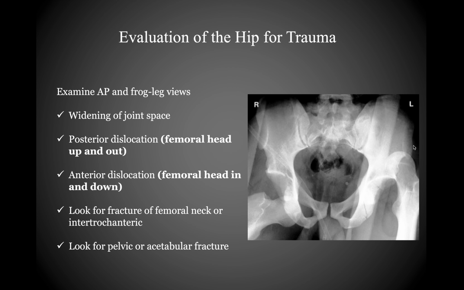So here in this image, you can see the patient's left. There's evidence of a posterior dislocation of the femoral head. So you can see where the acetabulum is right down here, and then the head of the femur is up and out of the joint. So that indicates a posterior dislocation. On the patient's right here, you can see that they have a bilateral dislocation in this case, and so anterior dislocation results in a down and in location of the femoral head relative to the acetabulum.